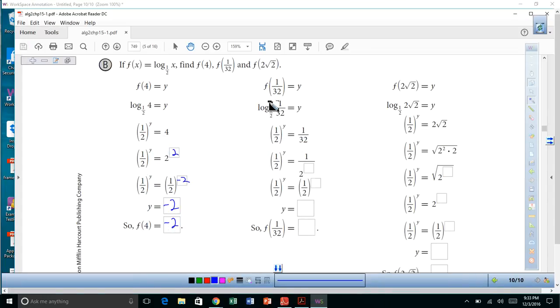f of 1/32 equals y. So log base 1/2 of 1/32 equals y. 1/2 to the y, we're rewriting it as exponential.